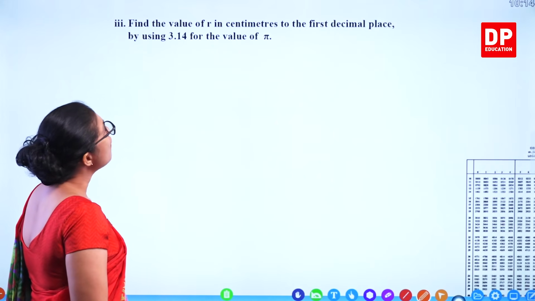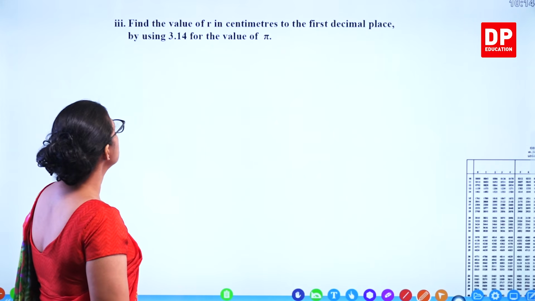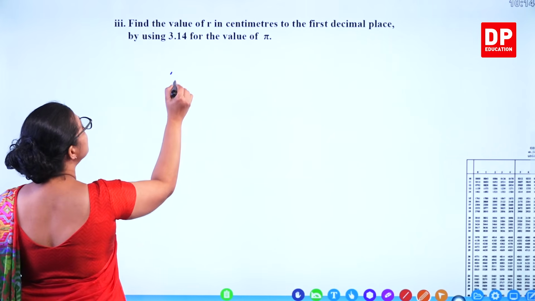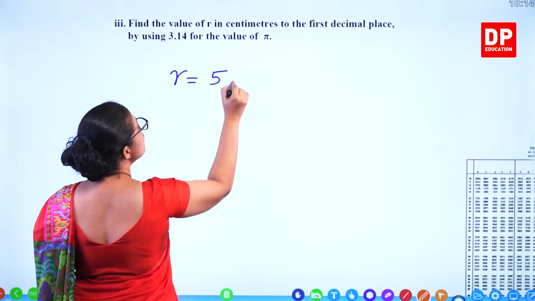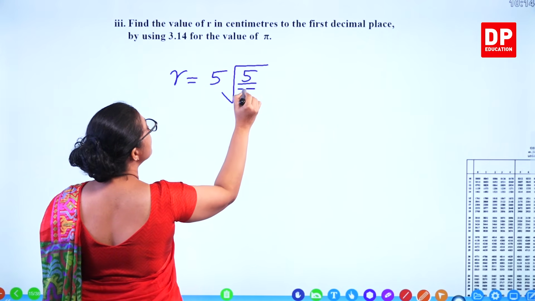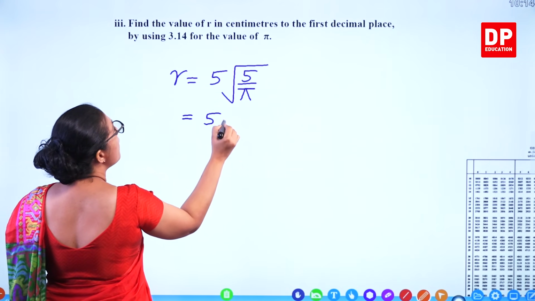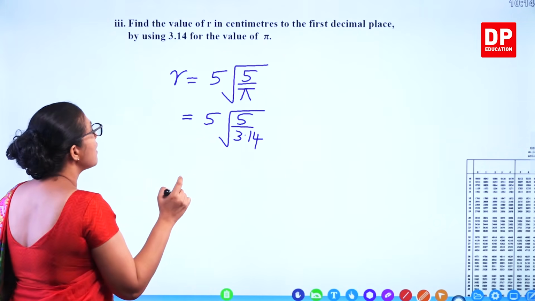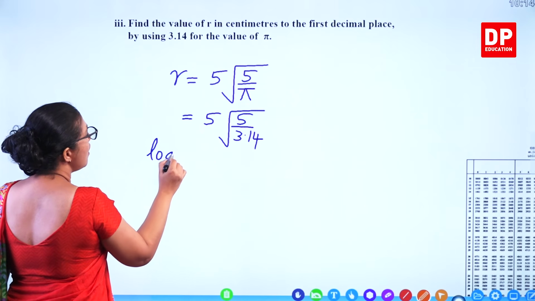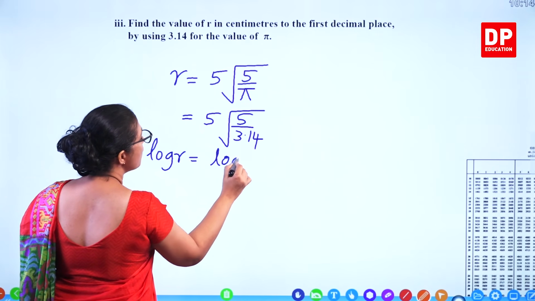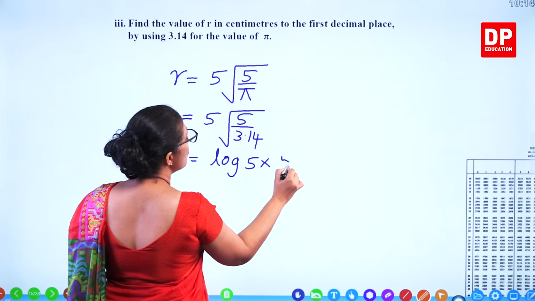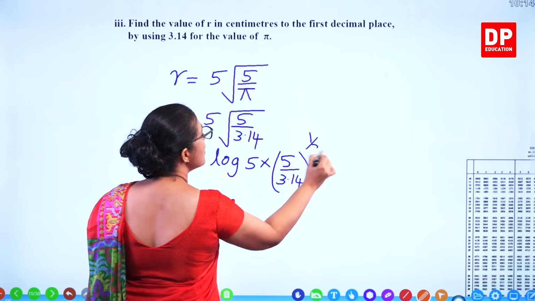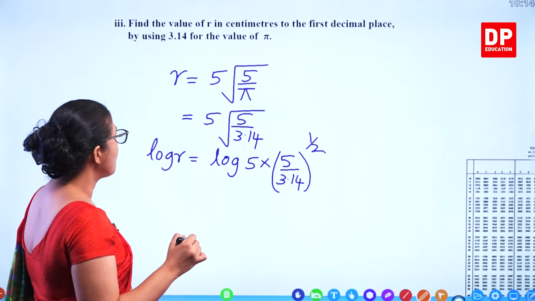Part 3. Find the value of r in centimeters to the first decimal place by using 3.14 for the value of pi. So what is r? r equals 5 times the square root of 5 over pi. Now pi is 3.14. Take log both sides. Log r becomes log 5 plus log of 5 over 3.14 to the power of half. Square root means power half.